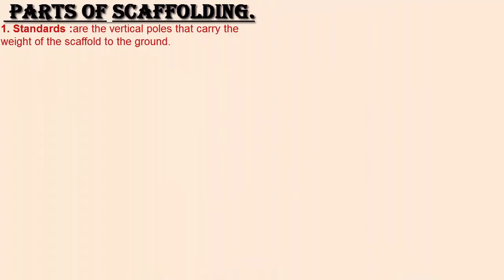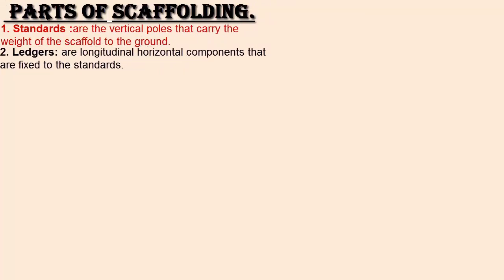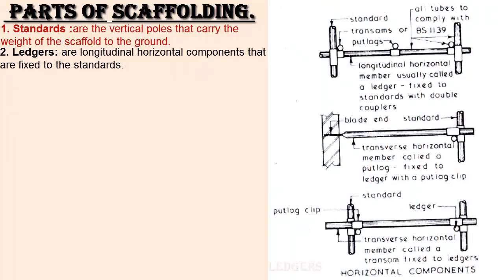So the vertical member that stands upright to hold other members of the scaffolding is called the standard. The ledger: when you have vertical members like the standard, you will see there are horizontal members tying the standards to one another. That horizontal member that crosses the standards to hold them together is called the ledger.